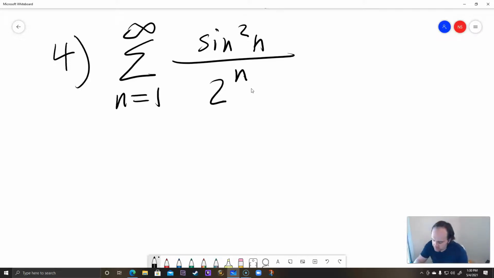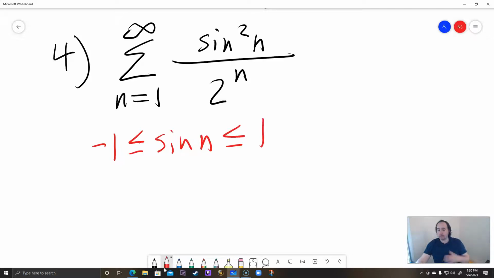Just like before on the earlier problem with cosine, realize that sine is greater than or equal to negative 1 and less than or equal to positive 1, and that's true for any sine function. So sine of n is greater than or equal to negative 1 and less than or equal to positive 1. If you square it, it's still going to be less than or equal to 1. So we have sine squared of n is less than or equal to 1.